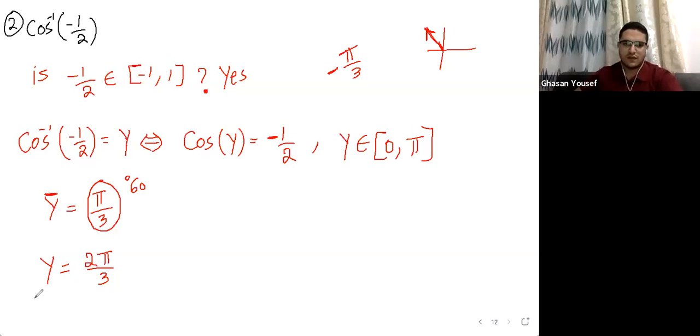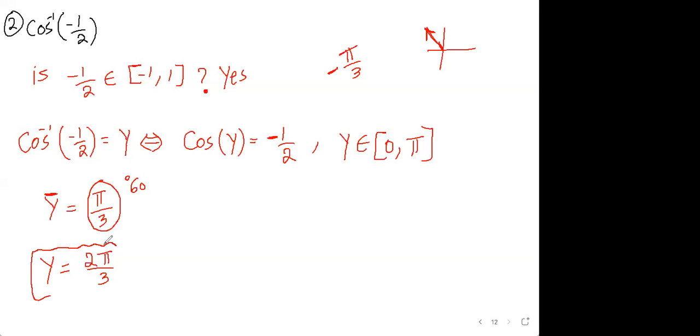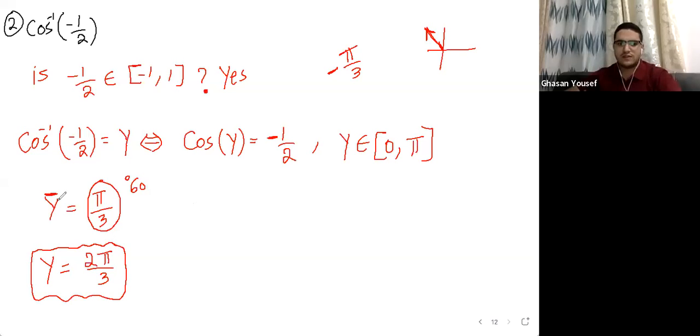So this is my answer. Wait, how did you get 2 pi over 3 for this exam? Yes, can you please show again?